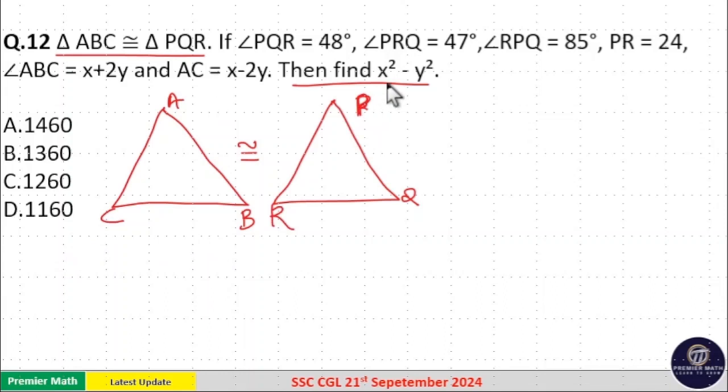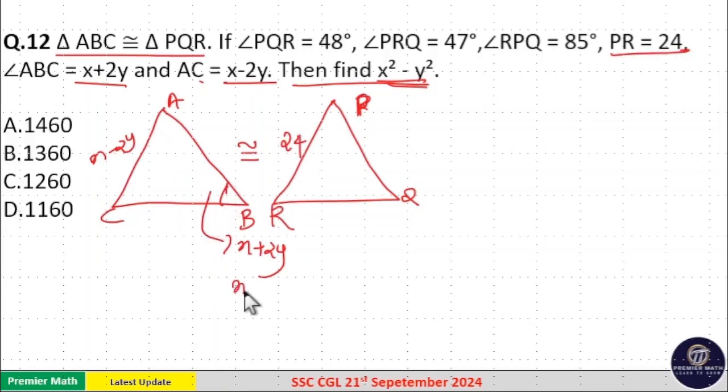Now, we need x square minus y square. So, first write x plus 2y and x minus 2y. AC is equal to x minus 2y and angle ABC is equal to x plus 2y. Now, find the corresponding side and angle. AC corresponds to PR. So, PR is equal to 24, which means x minus 2y is equal to 24. And angle ABC corresponds to angle PQR. PQR is equal to 48 degrees, which means x plus 2y is equal to 48.